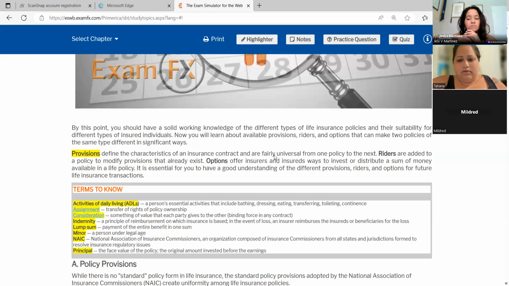What do you guys think? Which policy gives you cash, or which type of life insurance gives you cash? The whole value. Yeah, the whole life. Perfect. So options offer insurers and insureds a way to invest or distribute a sum of money. You can only invest when you have the cash value. You only have cash value in the whole life policies. Right? So we discussed those 3.